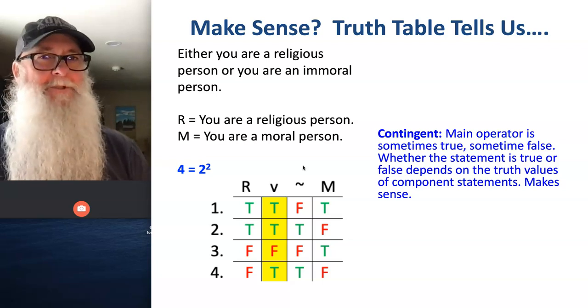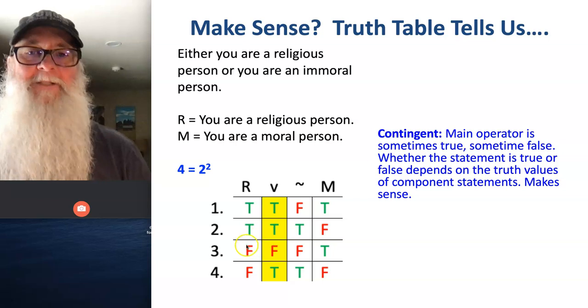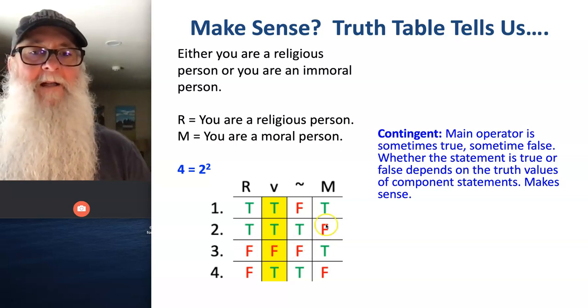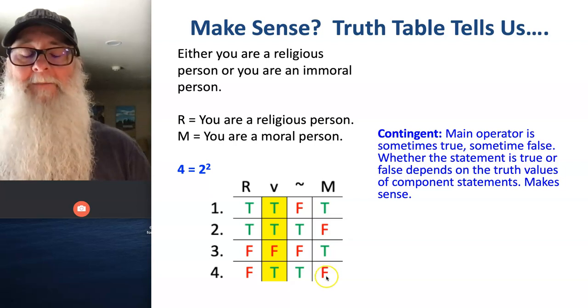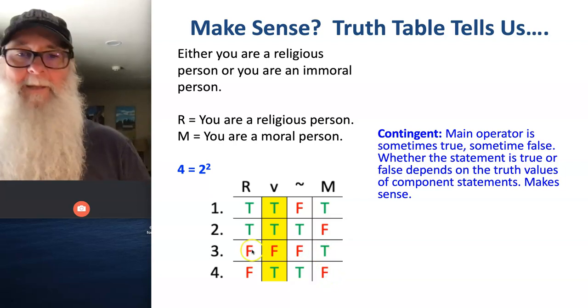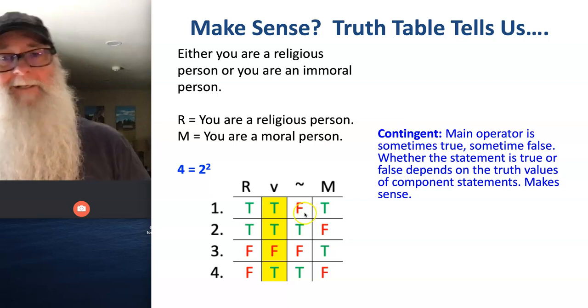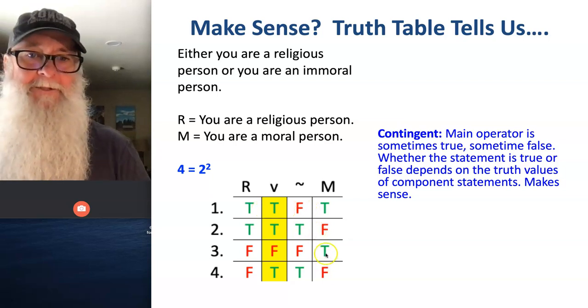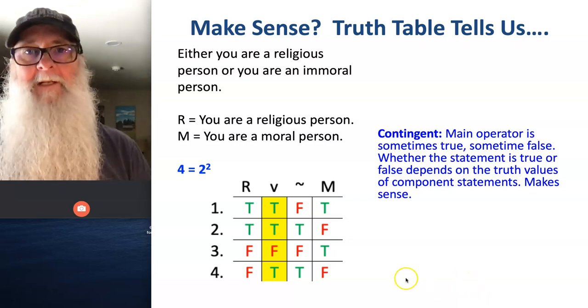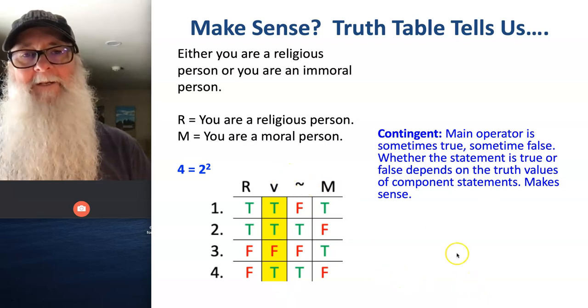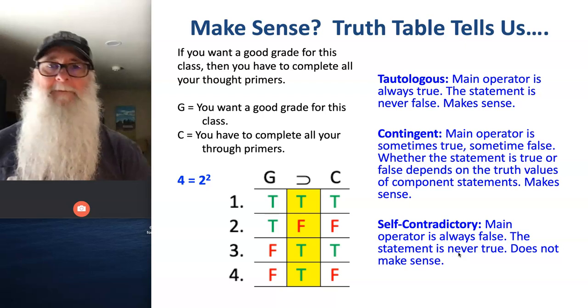Whether or not it's true or false is contingent on what the truth values are of the component elements of this compound proposition, the components of it. When some of them are false, the statement is false. Other times, some of them can be false and the statement's still true. So what the values are and what the combinations are is going to determine what the value of the main operator is, and therefore this statement is contingent.